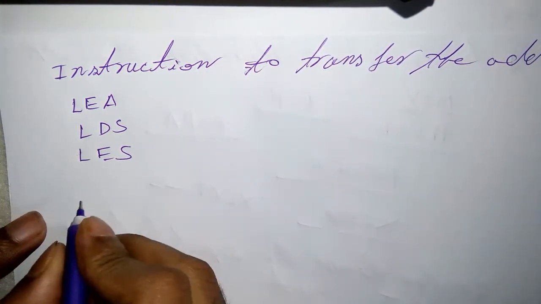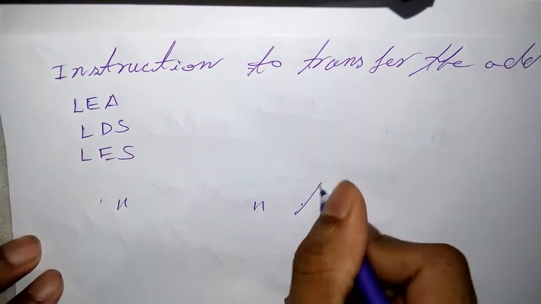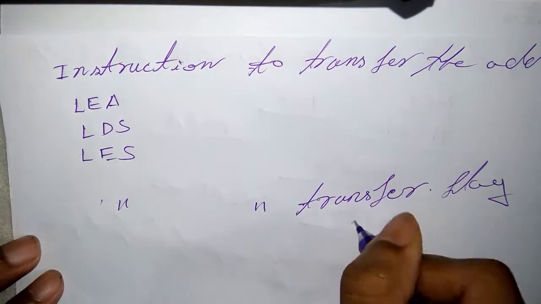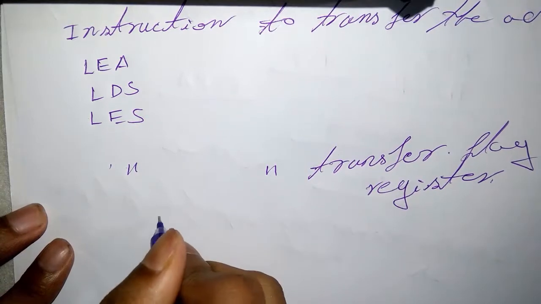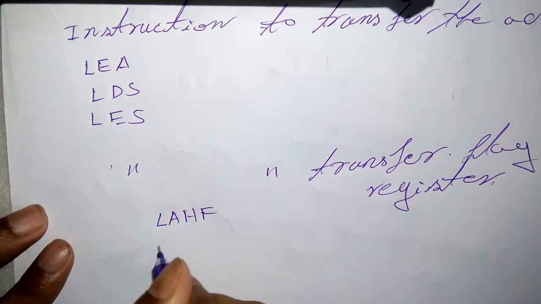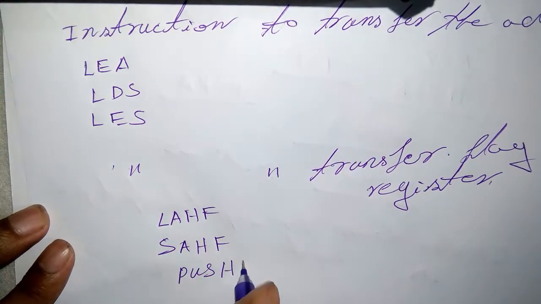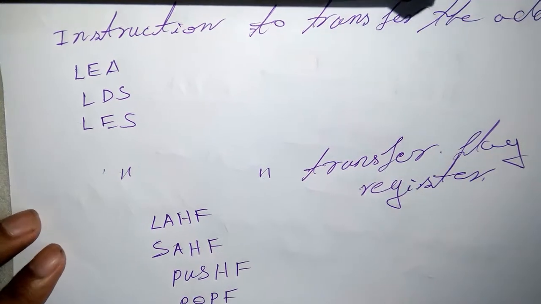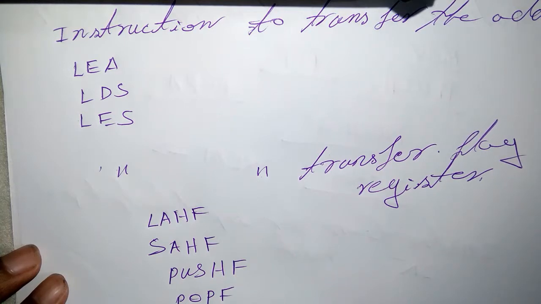And next one is the instruction to transfer the flag register. Okay, for this we mainly use LAHF, SAHF, PUSHF and POPF. So here LAHF is used to load AH with the low byte of the flag register.